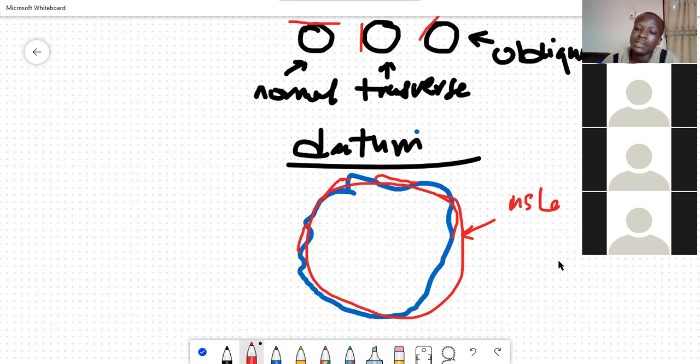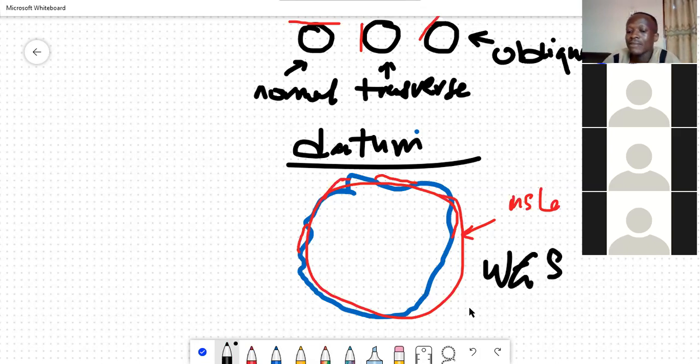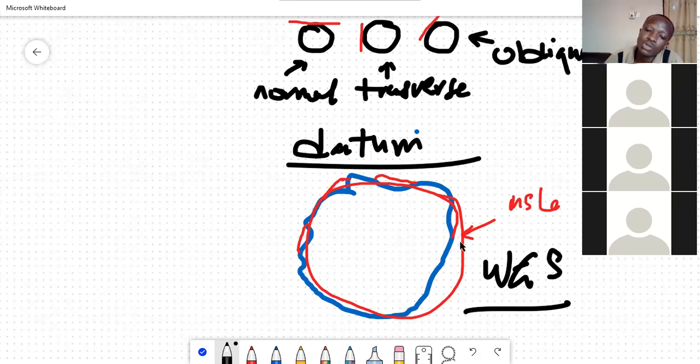Then you can have what we call WGS 84. So we can define a spheroid, or a sphere, you just take it like that, that we can measure from, which is not going to look like this. Are you okay? But it's going to have dimensions with semi-minor axis, semi-major axis, etc. So that is datum. All right.